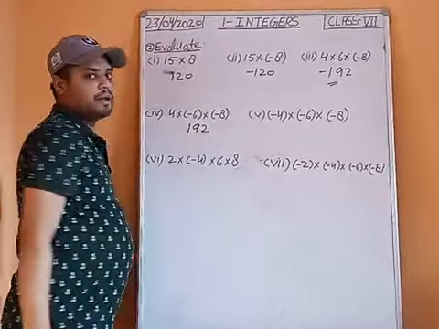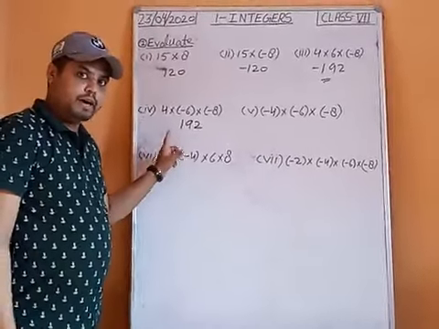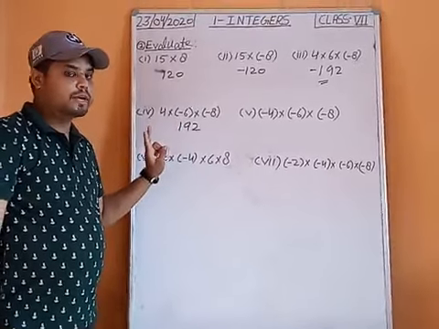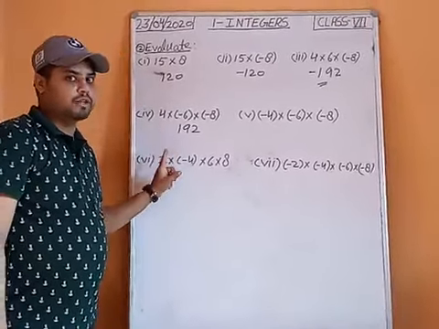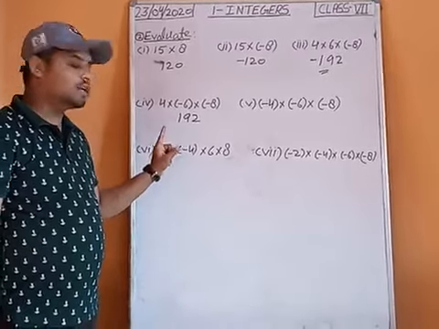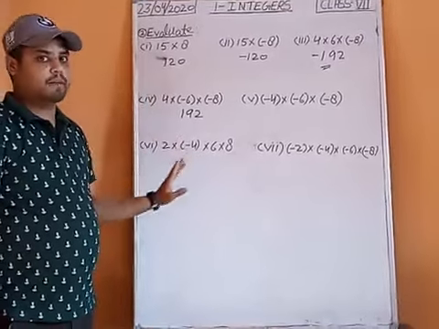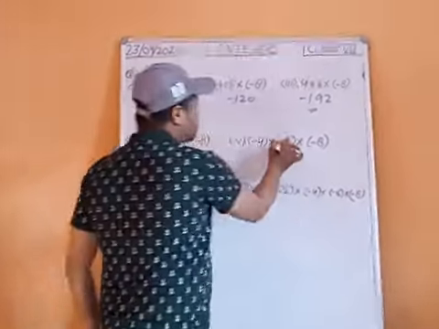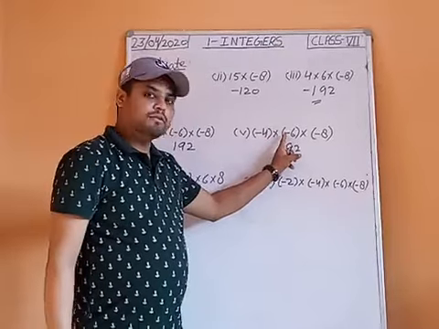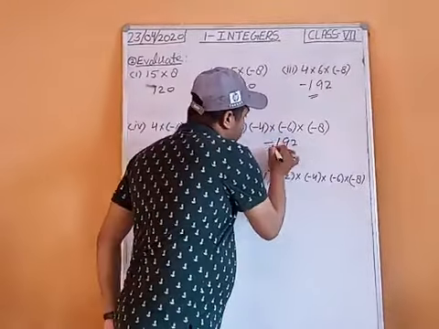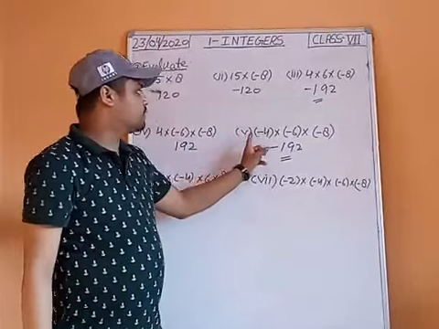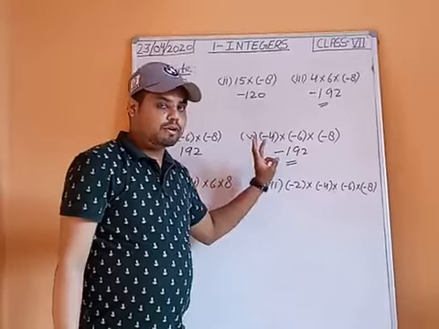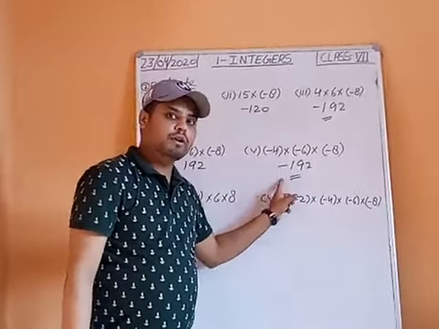Minus minus plus. Which sign will come? Plus. And in that condition, how many times is the minus sign coming? 2 times. That is even. So which sign will come? Plus sign. If the minus sign is there an odd number of times, then the minus sign will come. Next, 4 6s are 24, 24 8s are 192, same. Minus minus plus, plus minus minus. So minus 192. And you can see how many times the minus sign is here? 3 times. That is odd. That's why the minus sign comes.